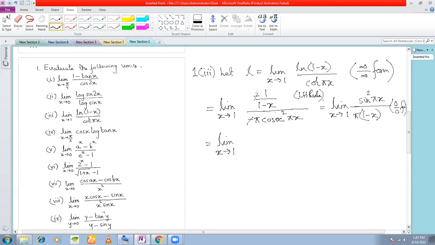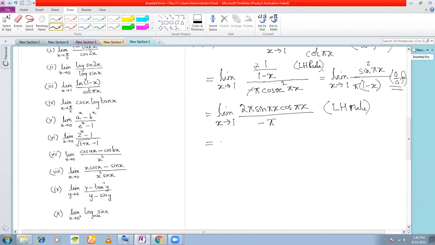Now here, because this is a 0 by 0 form, we want to apply L'Hospital's rule once again. So what will we get here? If you differentiate the numerator, you'll get 2 pi sine pi x cos pi x, isn't it? And if you differentiate the denominator, you'll get pi into 0 minus 1. That means minus pi you're getting, right?